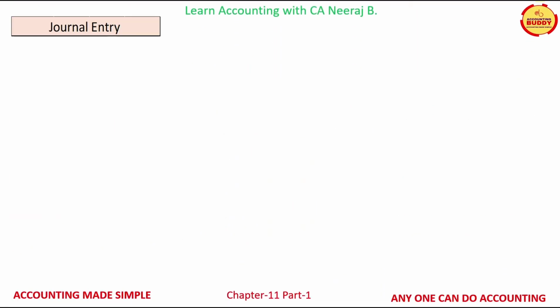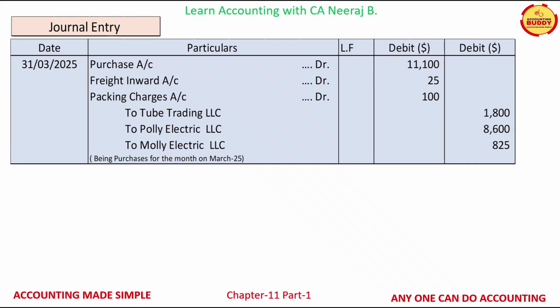Now the journal entry for the purchase book transactions discussed in the previous slide is displayed on your screens. The entry is passed on the last day of the month, and in our illustration the last day of the month of March is 31st March 25. The accounts which are affected are purchase account, and it will be debited by the total value of the purchase made during the month of March 25 for $11,100 after deducting the amount of trade discount.